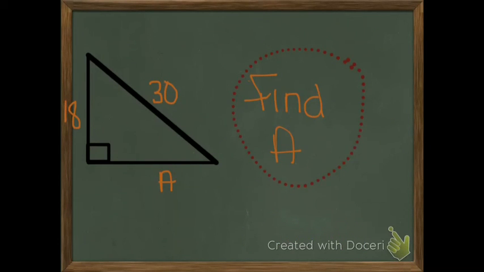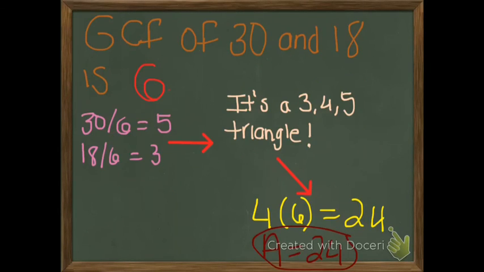Okay, let's put what you learned to the test. Try finding a all by yourself. Don't forget to pause it. A equals 24. If you're confused, please look at the work.